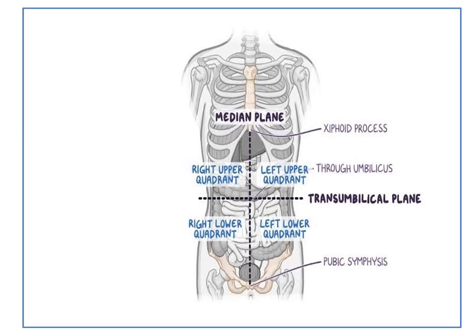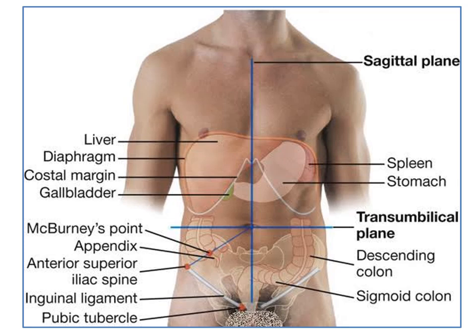So this image is showing us the formation of the quadrants of the abdomen. You will see that the median sagittal plane, which is the vertical line, combined with the transumbilical plane, will give us a total of four quadrants. Right upper quadrant on this side, then the left upper quadrant, then the left lower quadrant and the right lower quadrant below. So these are a separate image of the quadrants of the abdomen.